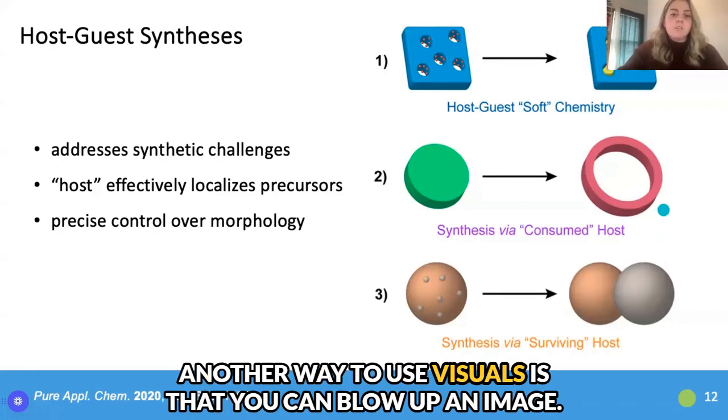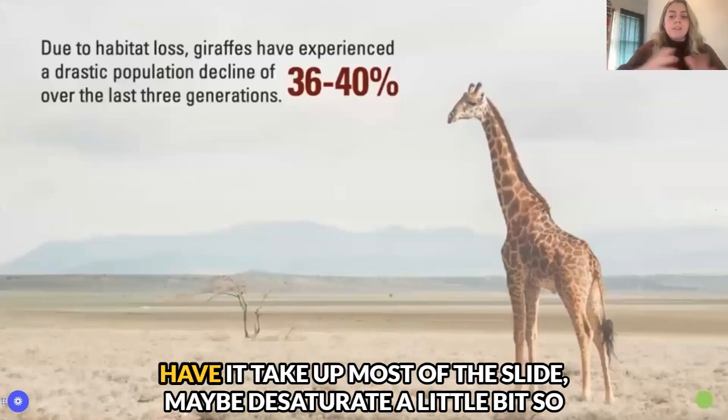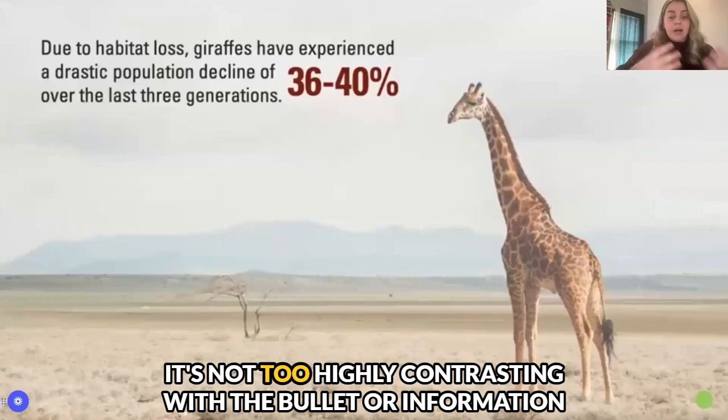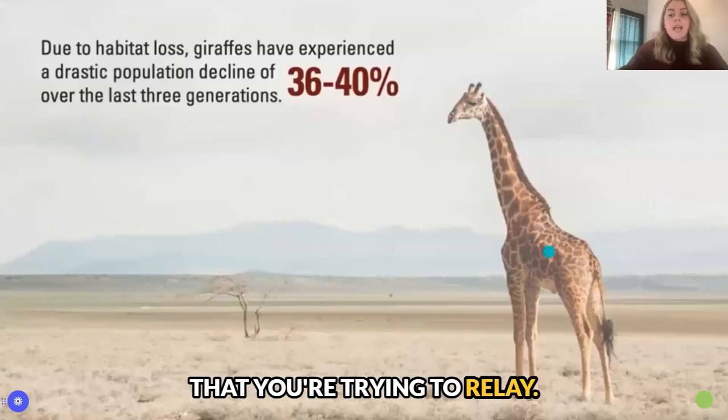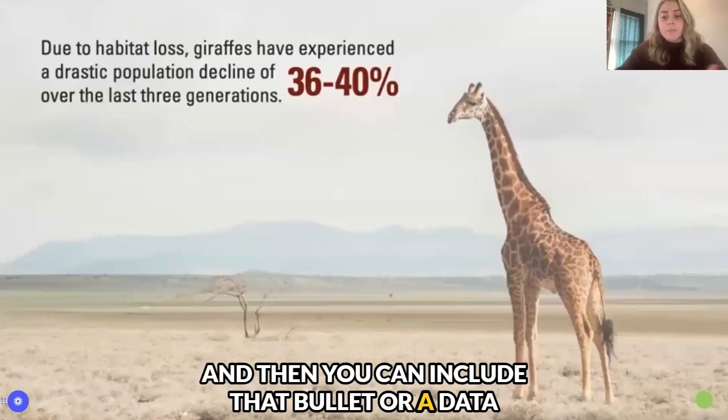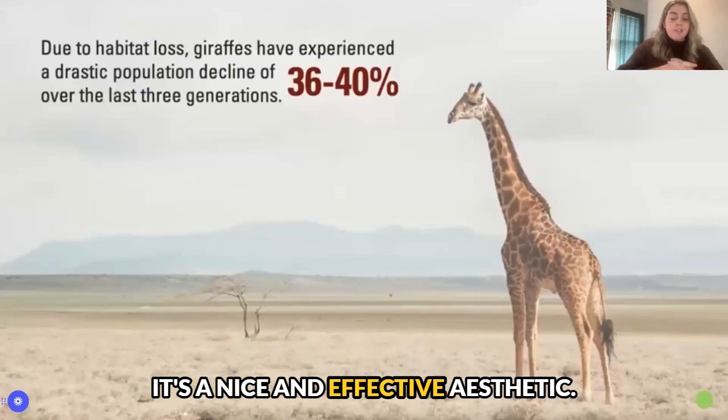Another way to use visuals is that you can blow up an image, have it take up most of the slide, maybe desaturate a little bit so it's not too highly contrasting with the bullet or information that you're trying to relay. And then you can include that bullet or a data point that really pops. It's a nice and effective aesthetic.